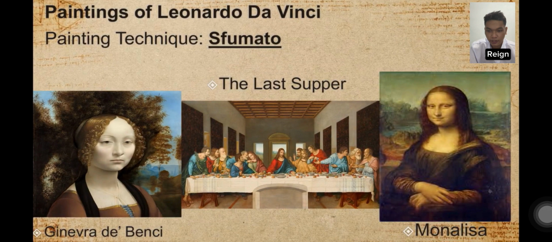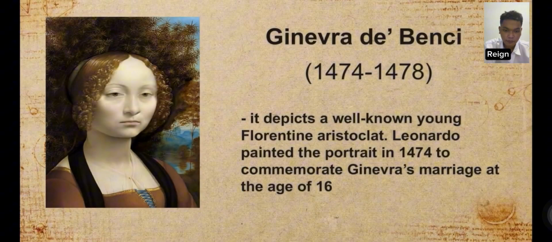Here are some paintings of Leonardo da Vinci. He uses the painting technique sfumato. So we have here three paintings. The first one is Ginevra de Bsee, second is the Last Supper, and the third is the most famous one, the Mona Lisa. Ginevra de Bsee, 1474 until 1478.